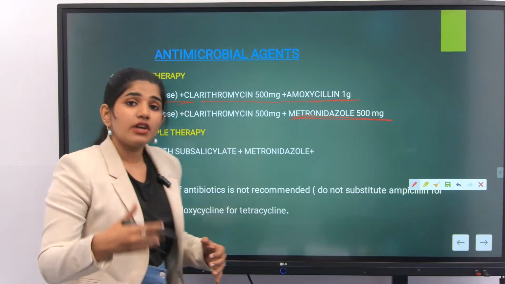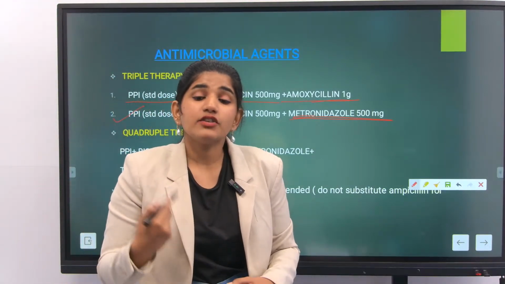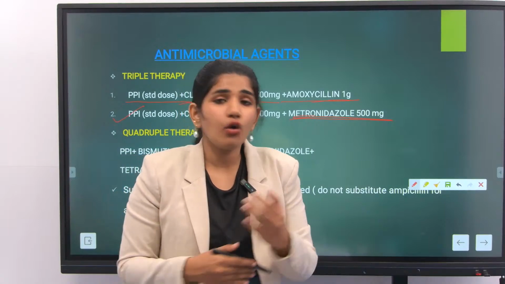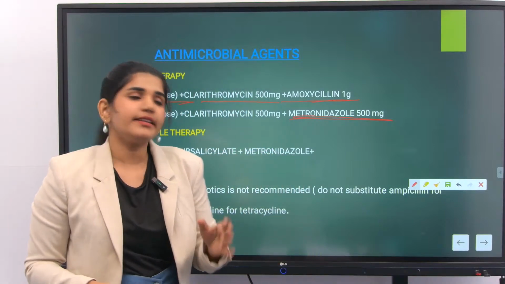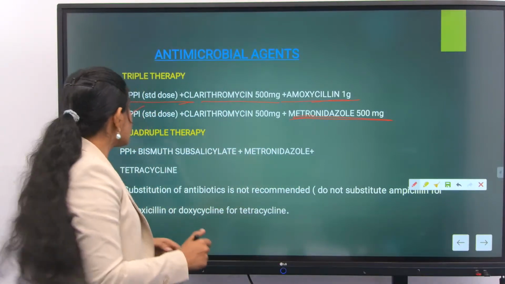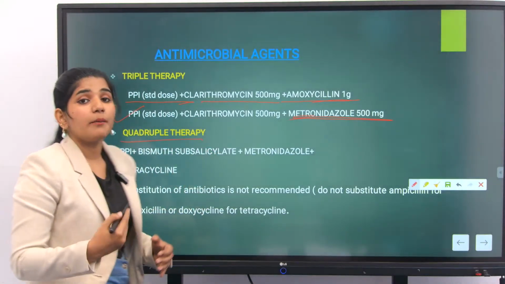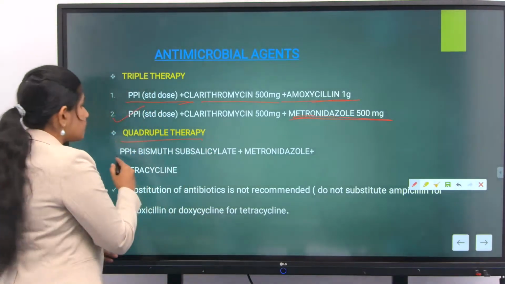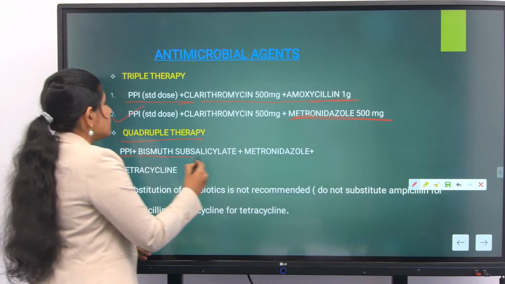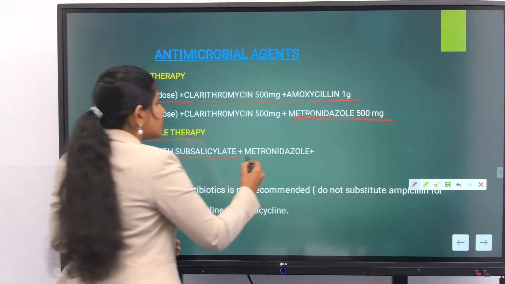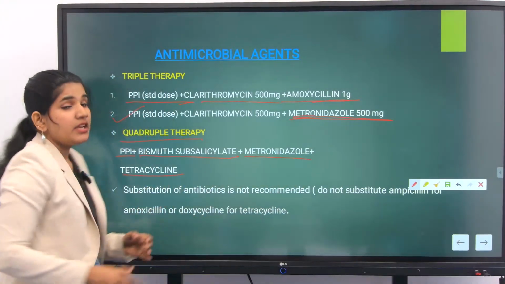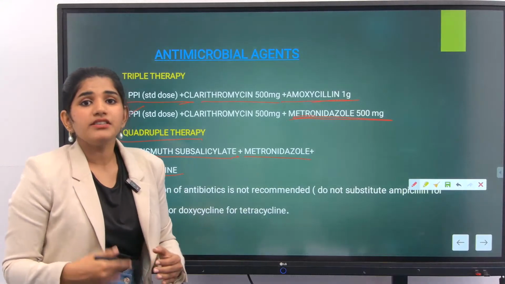If the triple drug therapy is not working, what can we go for? We can go for the quadruple therapy. Only in such a condition are we going for the quadruple therapy. What comes under the quadruple therapy? That is a proton pump inhibitor plus bismuth subsalicylate plus metronidazole plus tetracycline. This is the major quadruple drug therapy.